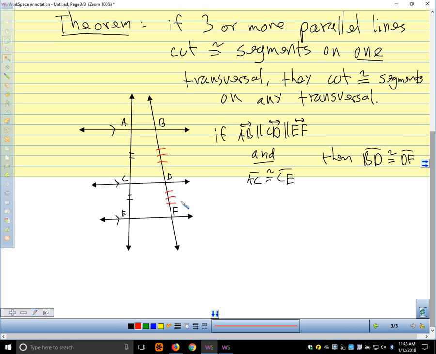And if we have more parallel lines, all those segments on one side would be congruent, and all the segments on the other side would be congruent. All right, this theorem doesn't come up as much as the information about the special quadrilaterals, but it does come up sometimes. All right, so let's look at a few examples using some of this information.